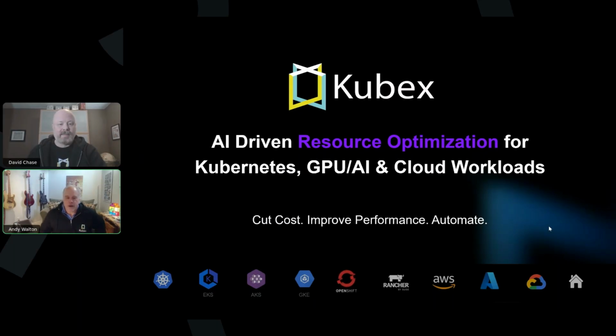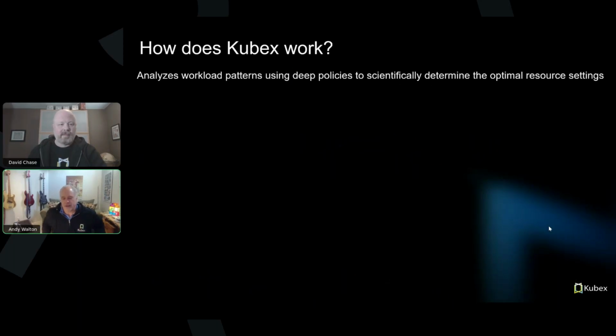Kubex, if you didn't know, we are AI-driven resource optimization for Kubernetes workloads, for GPU and AI workloads, and for cloud. And our main claim to fame is to help customers cut costs and resource usage, but also improve performance. At the end of it all, it's really all about automating our recommendations safely. One slide in terms of how our technology works.